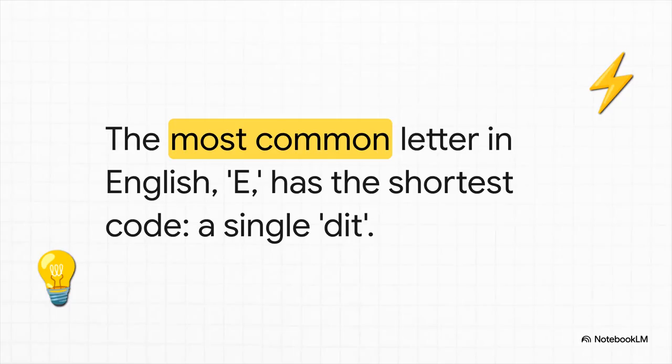Pretty cool, right? And get this, it wasn't random at all. It was brilliant design. Morse and his partner Vail actually went through newspapers and counted up all the letters to see which ones were used the most often. And the winner, by far, was E. So what did they do? They gave it the shortest, quickest, most efficient code possible, a single dit. The whole system was built to be fast, right from the very beginning.